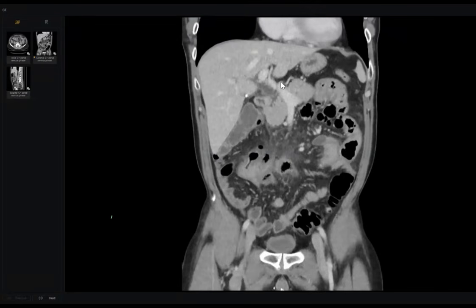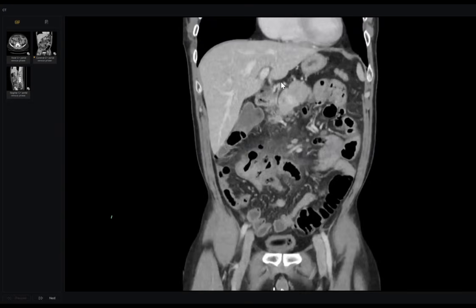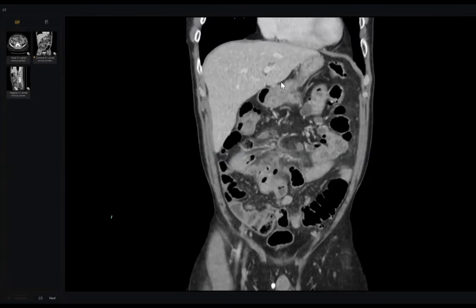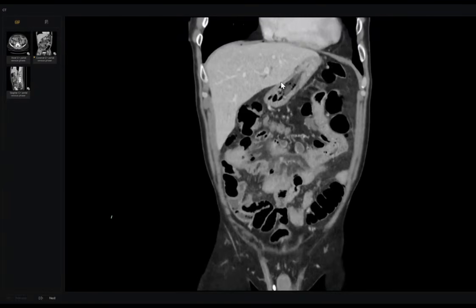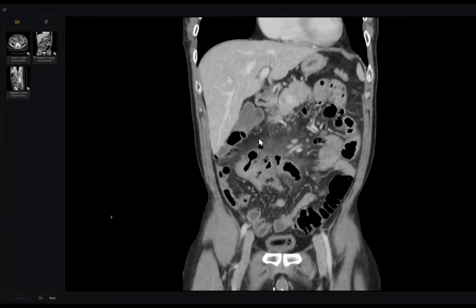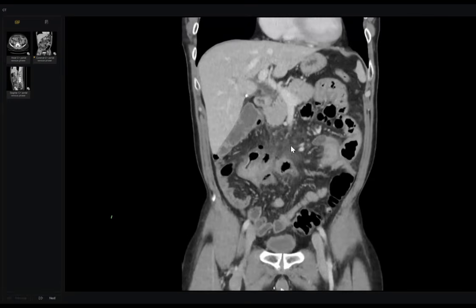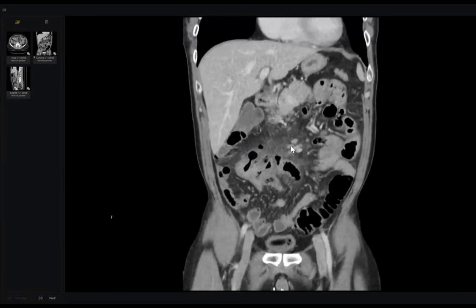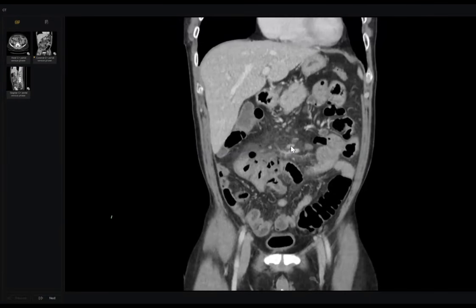Excellent. And what else? Look here. What else? What is this? This is also free air, foci of free air. So what's your diagnosis? It's likely a perforation of hollow viscus, likely a small bowel, causing a pneumoperitoneum. As the patient history is present with acute pain, it's also in favor of this. I would confirm it on the lung window.